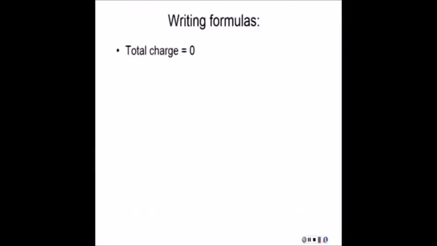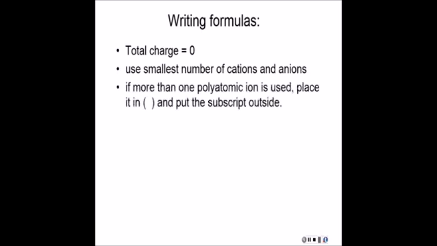But what about writing formulas with these polyatomic ions? We're going to follow the same rule. We want to use the smallest number of each type of ion so the total charge adds up to 0. Here's the difference. If we need more than one polyatomic ion, we're going to have to put it in parentheses and the subscript outside. So my example would be combining ammonium and oxide ions.